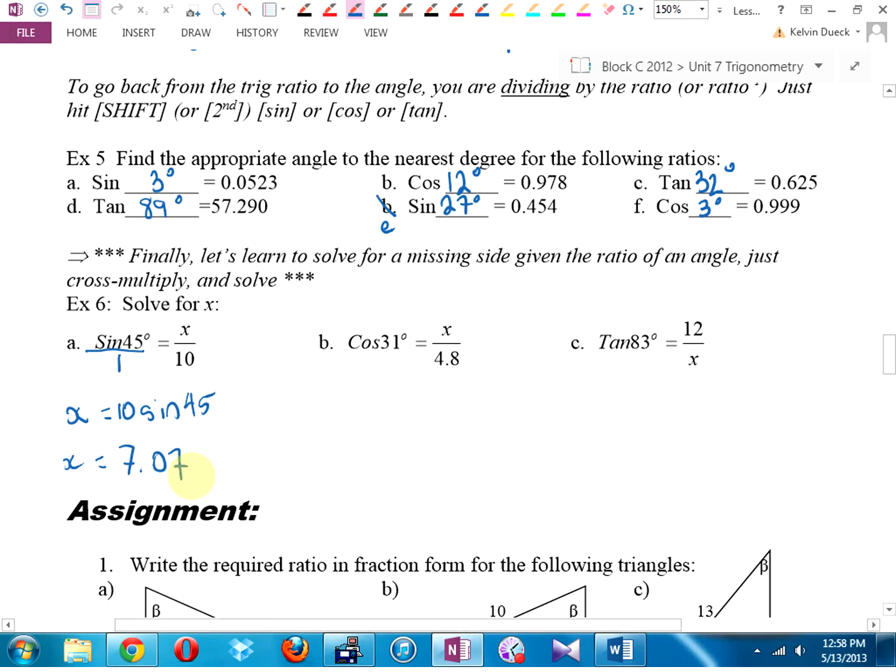What we're going to do is we're going to take partial pictures of triangles, write equations like this for the missing sides, and then cross multiply to find the actual missing side.